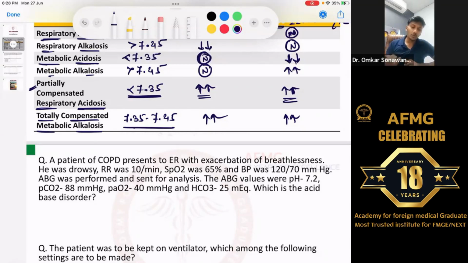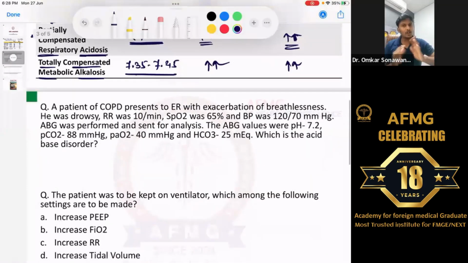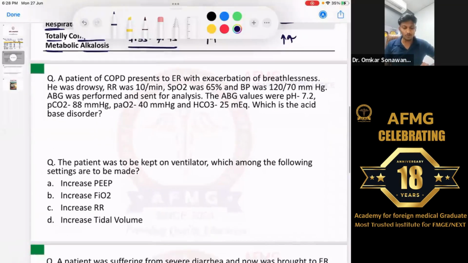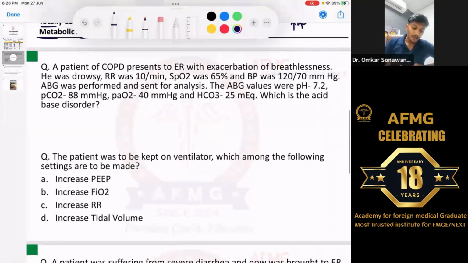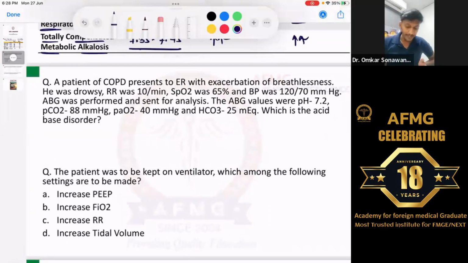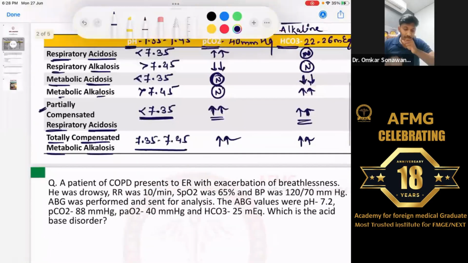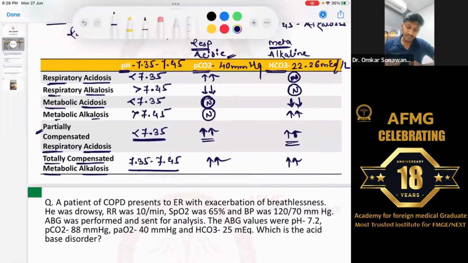Okay? I hope this is fine with everybody. Now let's solve some questions, then you will get a clear idea what it is. These are mostly the recall questions. So before I move ahead, I'll just give you the causes of this. That would make everything simpler ahead.